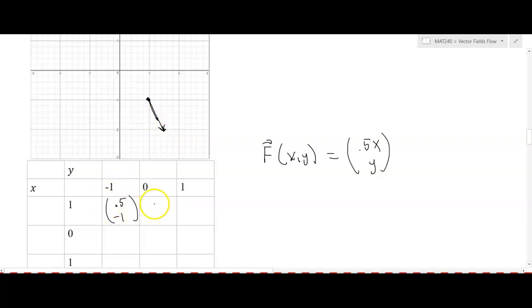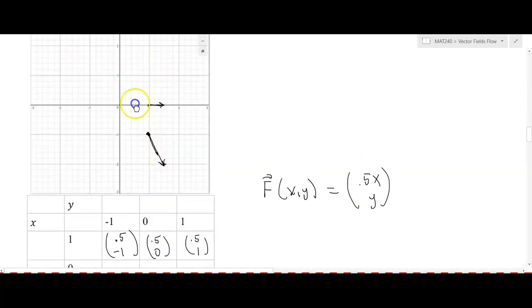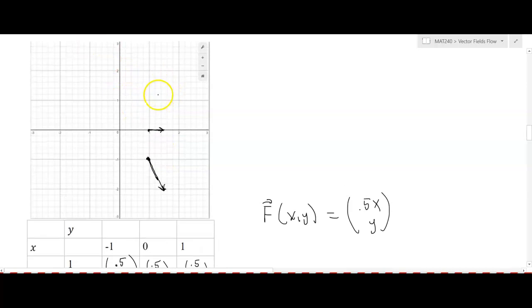Now when x is 1 and y is 0, we get half of 0, not 1, 0. So taking half of the x value, at the point 1, 0, I'll have a vector that points half a unit to the right, 0 units up or down. So it points directly away from the origin. At 1, 1, I'll have 0.5, 1. And so that'll be a similar vector to the one down here. But at 1, 1, I'll have a vector that points right about to there.